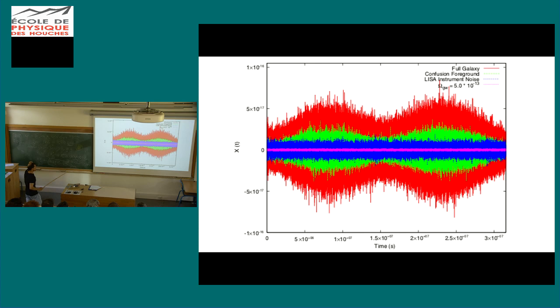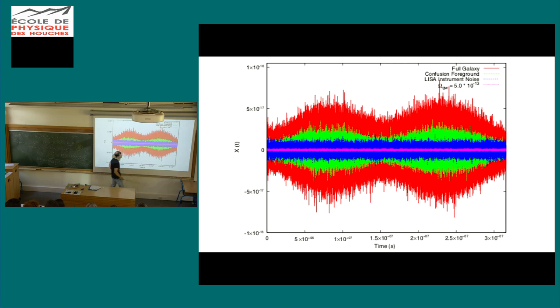So this is a plot of simulated LISA data, okay? The red here shows the signal that you get if you include the full galaxy, which means these close white dwarf binary systems that are sufficiently large that you can actually resolve them. You can individually detect those binaries. So this is a very large signal, okay?